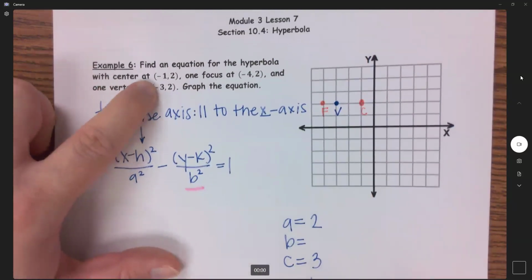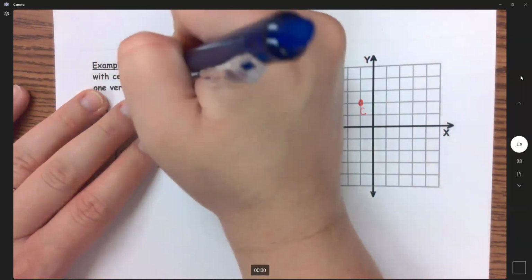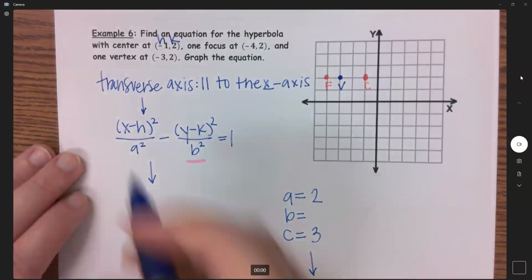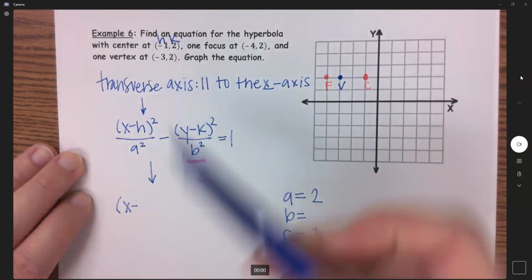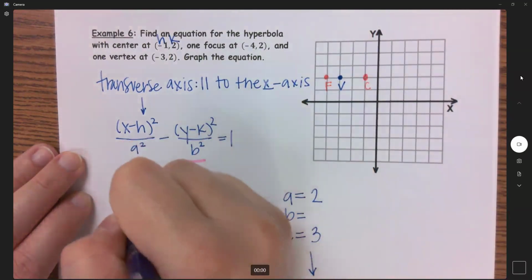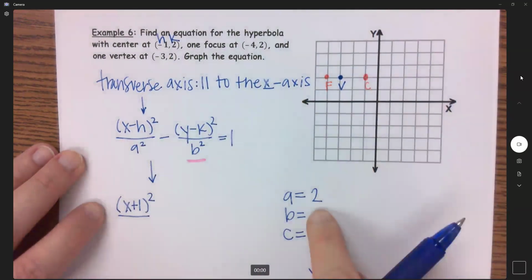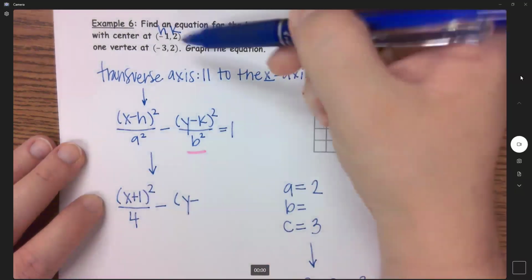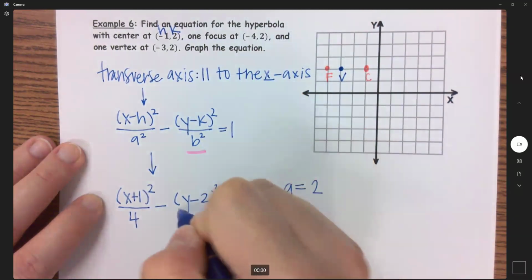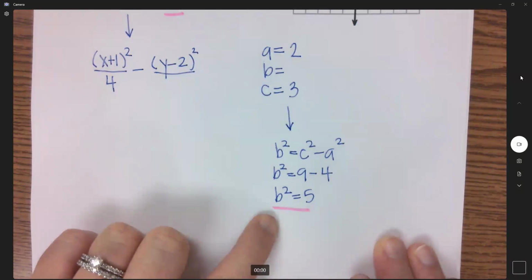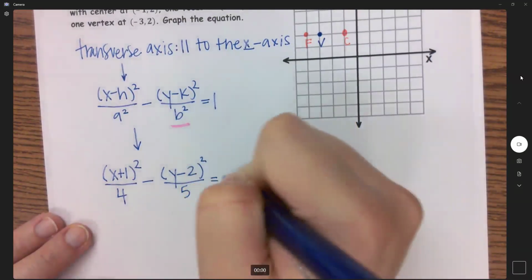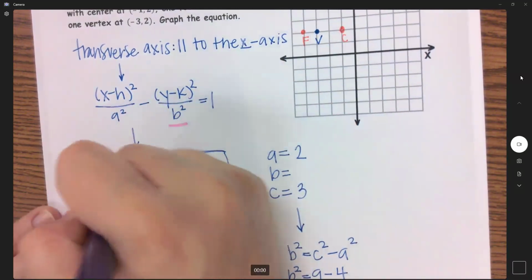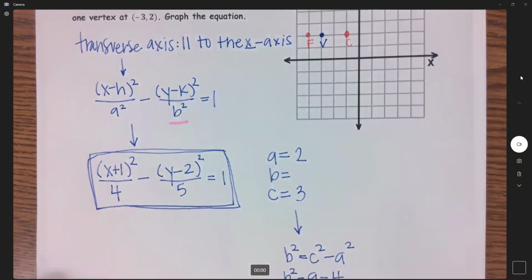Well, it tells me my center is at (-1, 2). So here is h. Here is k. So we have everything we need. We have x minus h, minus the -1 becomes +1, over a squared, which is 4, minus y minus k, which is 2, all over b squared, which we found down here to be 5. And that equals 1. So there's my equation.